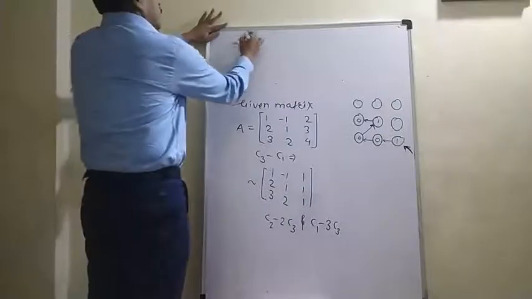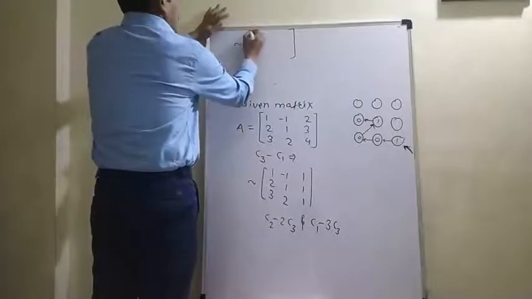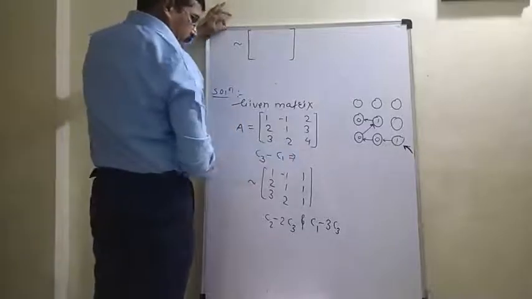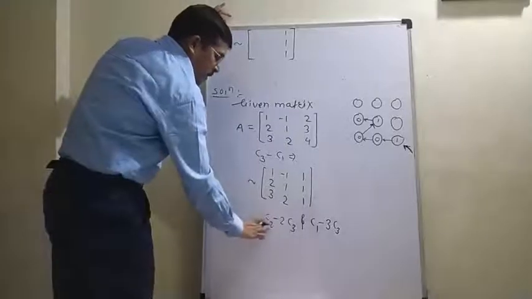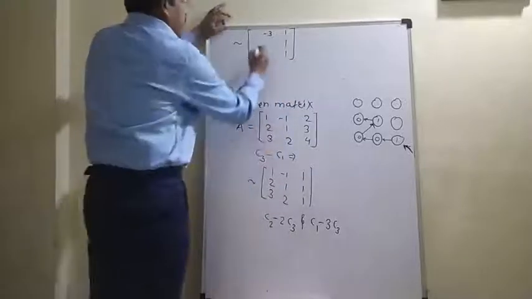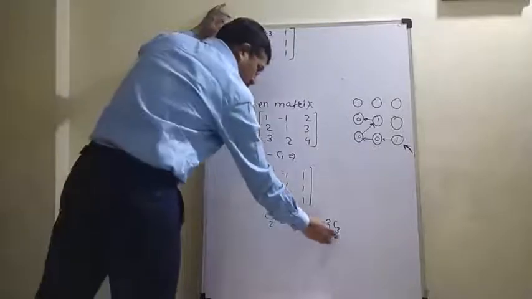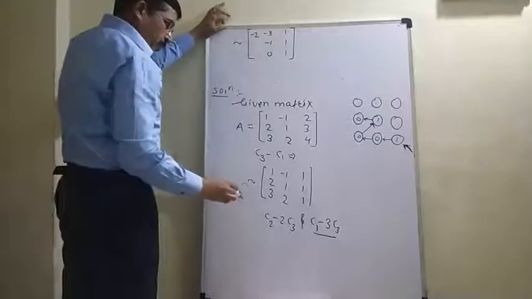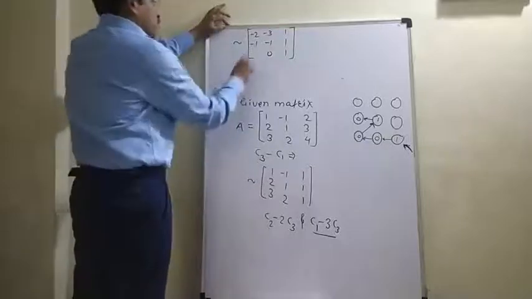It is equivalent to keeping the third column as it is, no change in this. Perform this operation first, C2 minus 2 C3. Minus 1 minus 2 becomes minus 3. 1 minus 2 becomes minus 1. 2 minus 2 becomes 0. Wow, we get 0 here. And then perform this operation, C1 minus 3 C3. 1 minus 3 becomes minus 2. And 2 minus 3 becomes minus 1. And 3 minus 3 becomes 0.